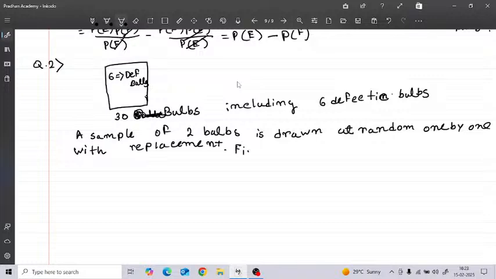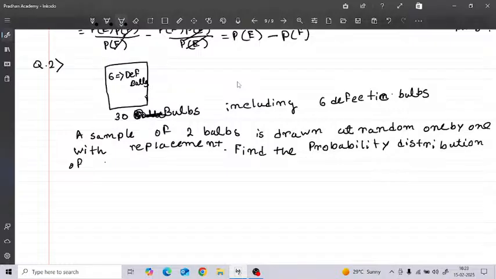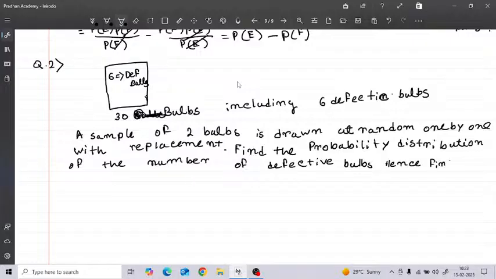Find the probability distribution of the number of defective bulbs, hence find the mean of defective bulbs.